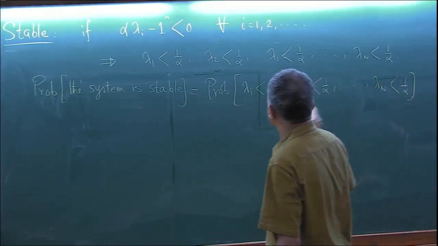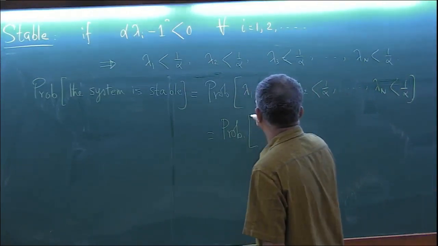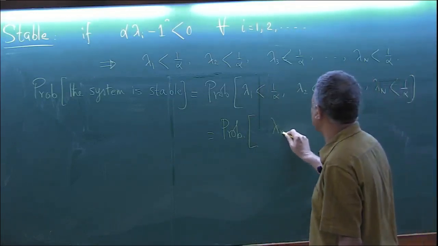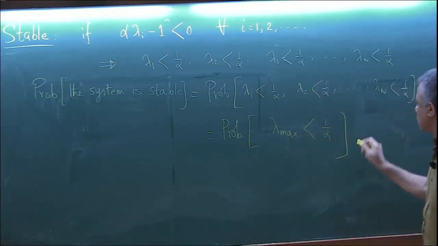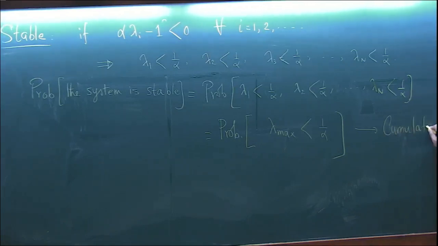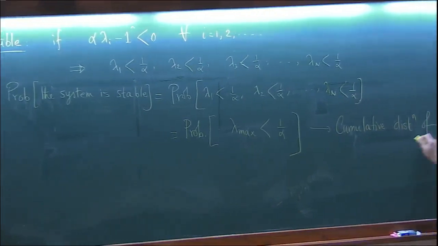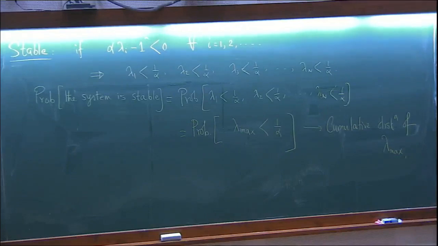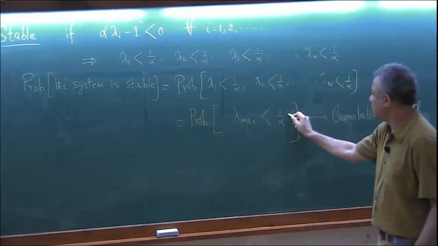But this, as you have seen, is just the cumulative distribution of lambda max, right? Because this event means that the largest eigenvalue should be less than 1 over alpha. So this is exactly the cumulative distribution of lambda max. So 1 over alpha is just the interaction strength, and you can call it W.